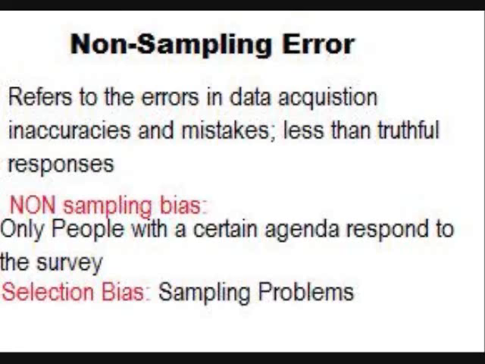The first, non-response bias, are people with only a certain agenda respond to the survey. So if I send the survey through email, and only people who don't have work or not busy with their lives reply to the email. And the selection bias is they're just sampling problems. And that's all it is for chapter 1.